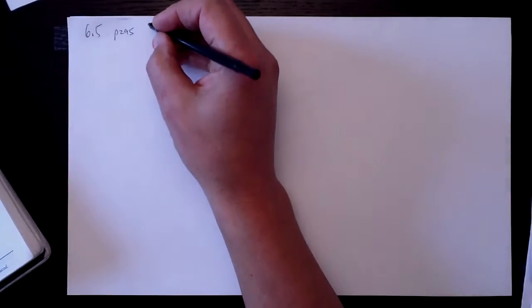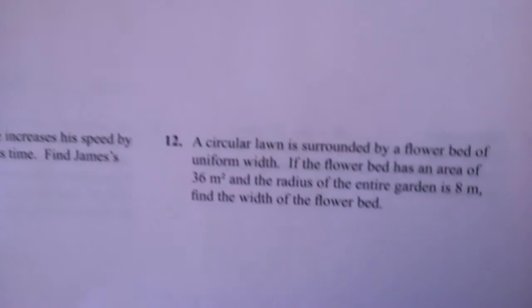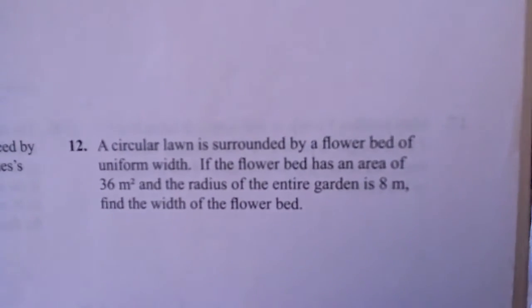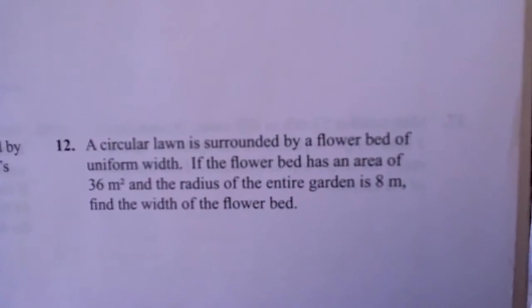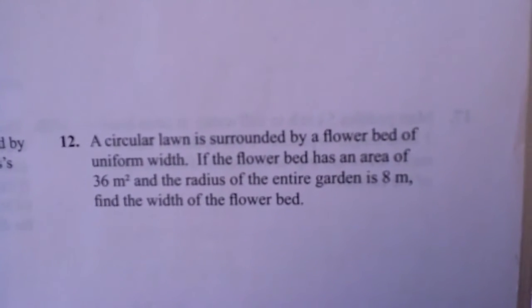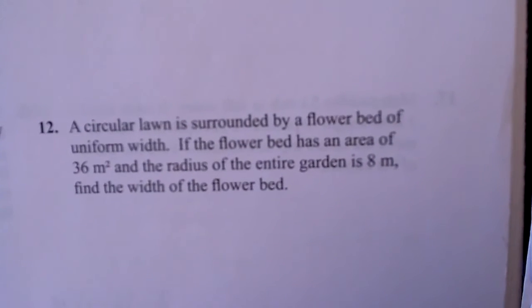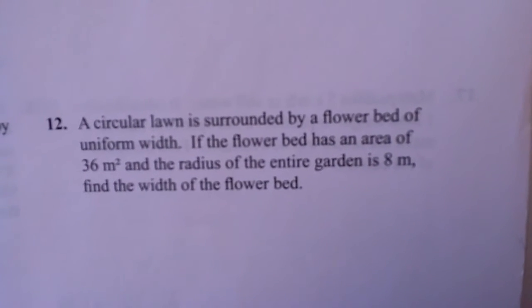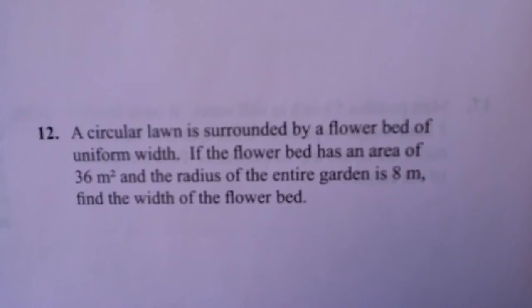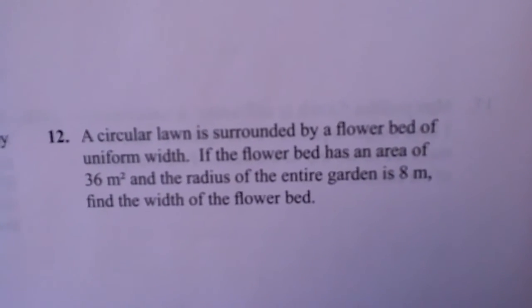Page 295, number 12. Number 12 says that a circular lawn is surrounded by a flower bed of uniform width. If the flower bed has an area of 36 square meters and the radius of the entire garden is 8 meters, find the width of the flower bed. And tell me how on earth anybody could ever cut the lawn if it's in the middle of a flower bed.